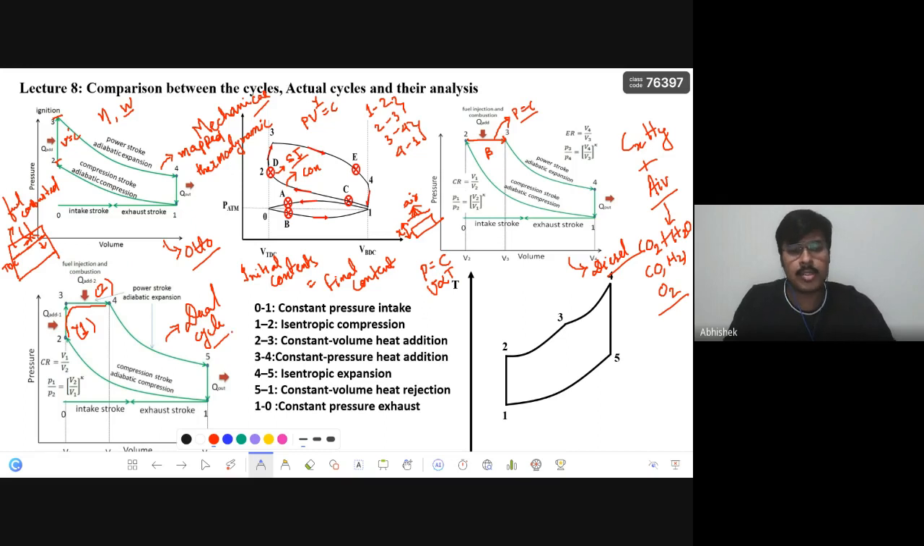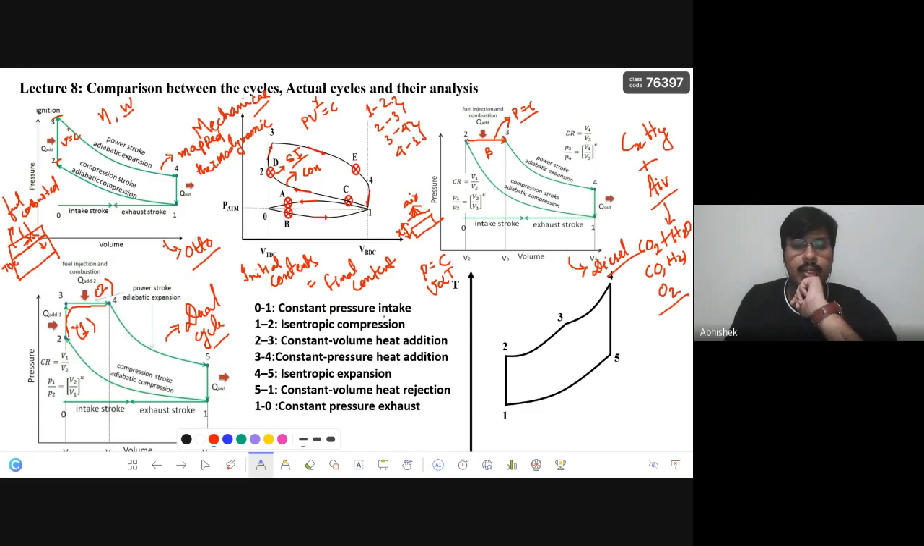Earlier only one process was used, whether we kept the volume constant or the pressure constant. Now we are splitting the whole combustion into two parts. First one will be constant volume heat addition, and then constant pressure. So all the other processes in this thermodynamic cycle are the same. That is what I mentioned here.